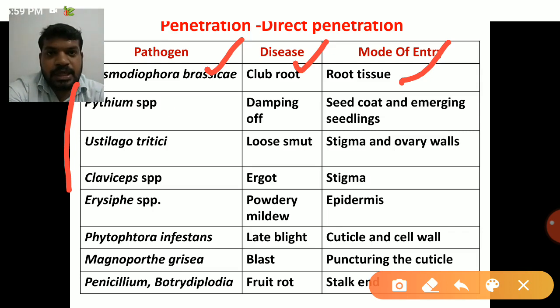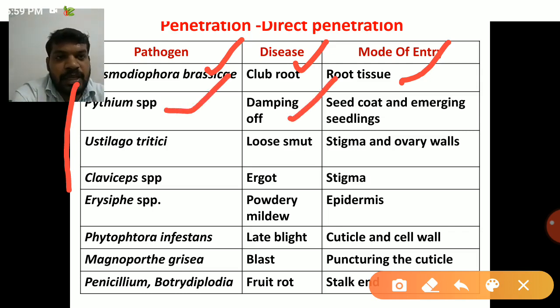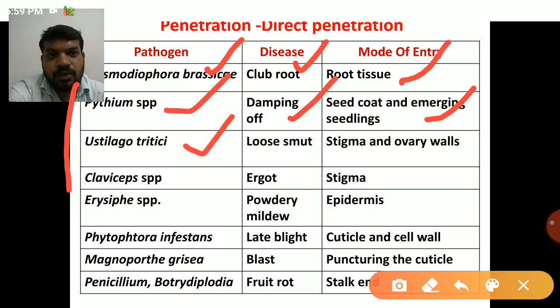The next one is Pythium species. This is a damping off pathogen. It mainly infects the seed coat and the emerging seedlings. The nature of the pathogen is that it collapses the collar region of the plant at the seedling stage. The next one is Ustilago tritici. This is a smut fungus, loose smut fungus. It mainly infects the stigma and the ovary walls.